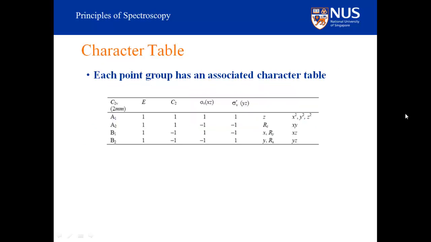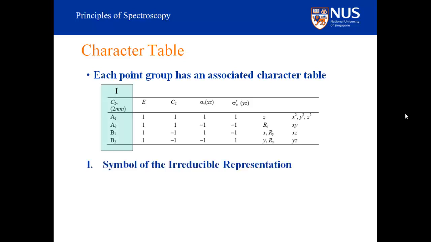Each point group has an associated character table. A set of character tables is given in the miscellaneous folder of the work bin on IVLE. The character table shown here is for the C2V point group, which is the point group for molecules such as water, formaldehyde and nitrobenzene.